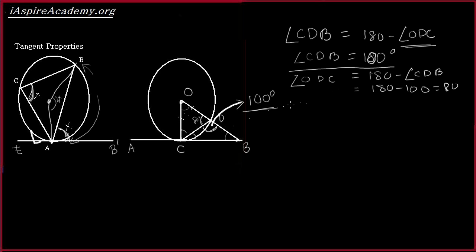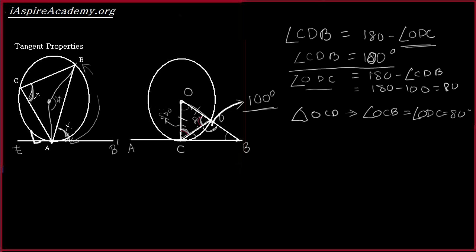As we know, in the triangle OCD, both are radii, so this is an isosceles triangle. So this angle and this angle are the same. In the triangle OCD, if one angle ODC is 80 degrees, then the other angle, OCD, equals ODC, which is 80 degrees. So we have found this angle also. This angle is also 80 degrees.